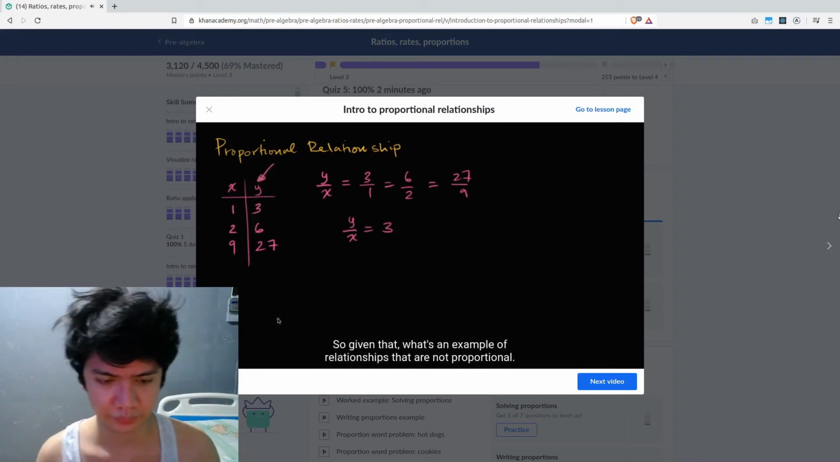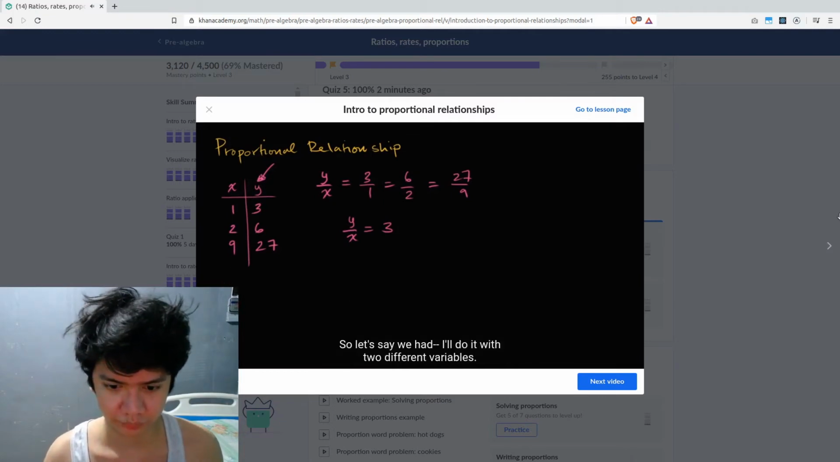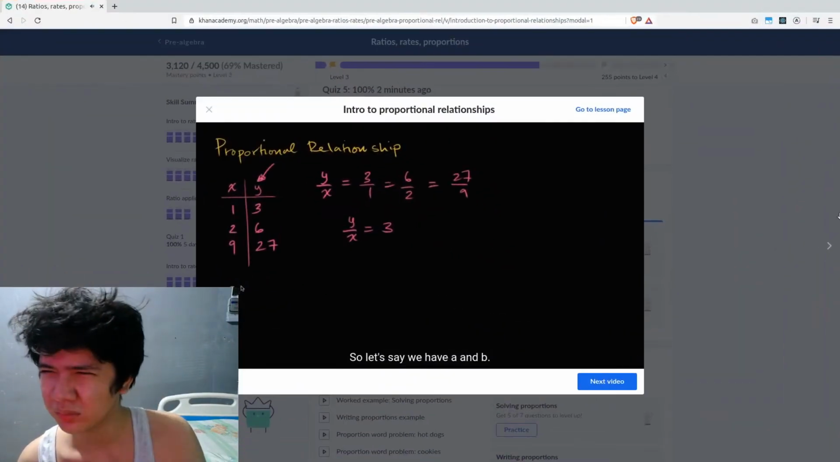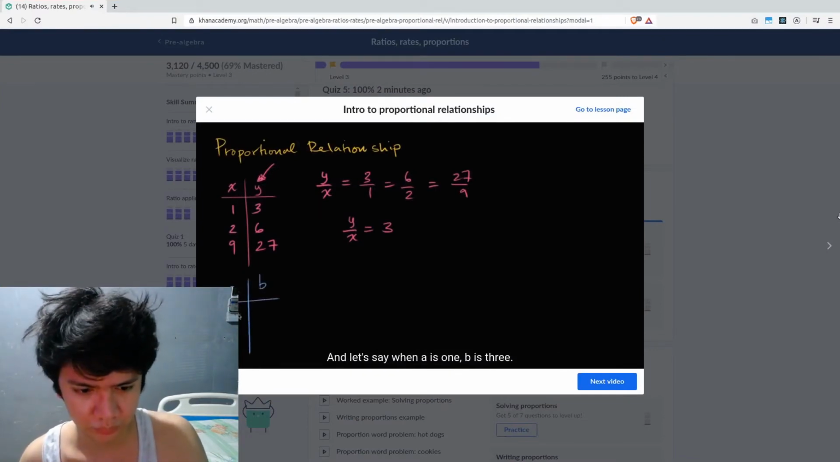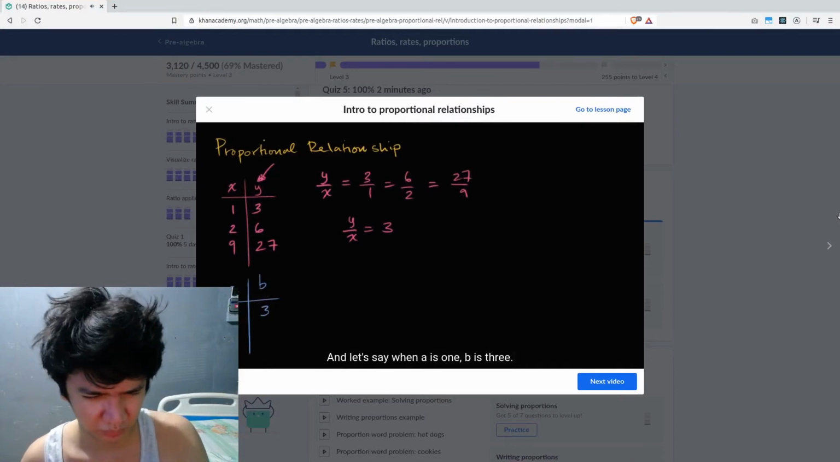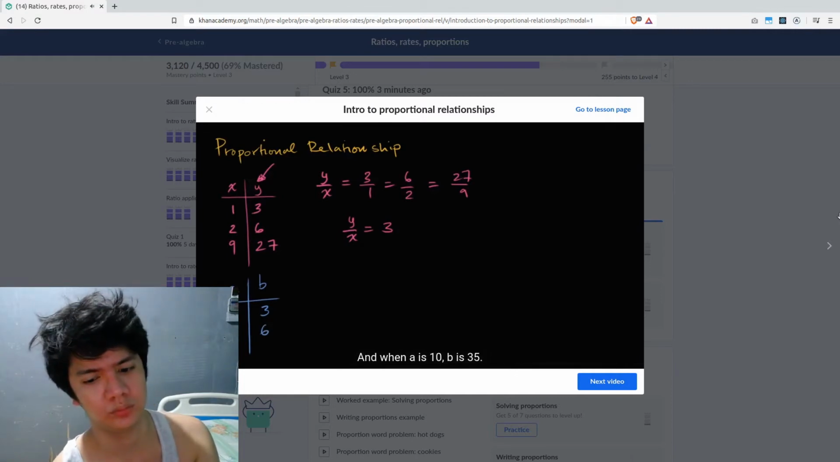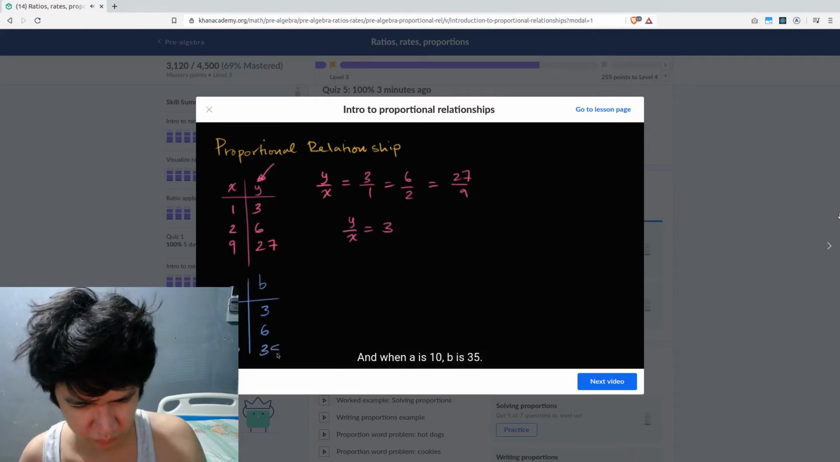So given that, what's an example of relationships that are not proportional? Well, those are fairly easy to construct. So let's say I'll do it with 2 different variables. Let's say we have A and B. Let's say when A is 1, B is 3. And when A is 2, B is 6. And when A is 10, B is 35.